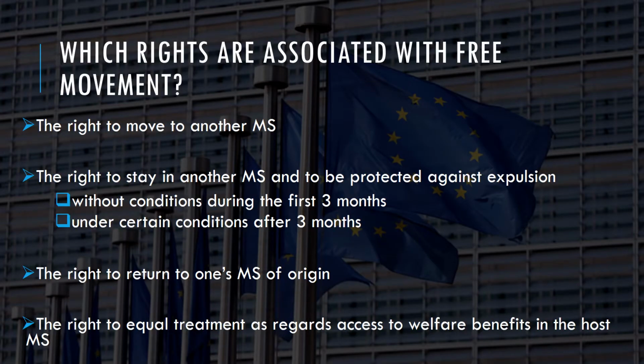Let's look at which rights are associated with free movement. The main free movement rights the European Union grants to its citizens are: 1. The right to move to another member state. 2. The right to reside in another member state. This means that not only do EU citizens have the right to move to another member state, they also have the right to stay there. They can stay without conditions during the first 3 months and under certain conditions beyond 3 months.